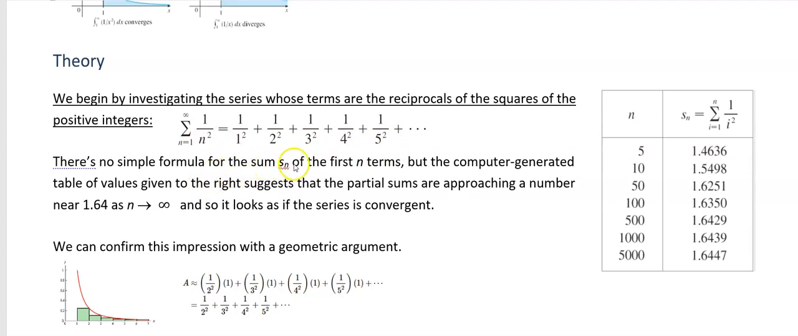Now, there's no simple formula for the sum of these first n terms, but the computer-generated table to the right suggests that the partial sums are approaching a number near 1.64. And you can see that as our n values approach infinity, our sum seems to be approaching 1.64, approximately. Now, this means that it looks as if the series is going to be convergent. We can confirm this impression with a geometric argument.